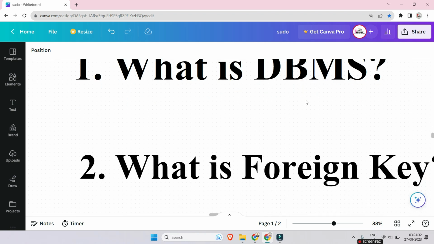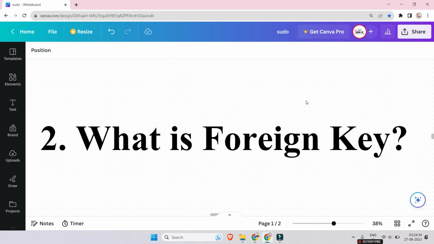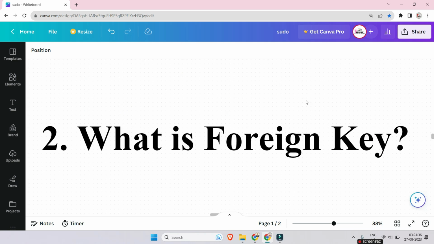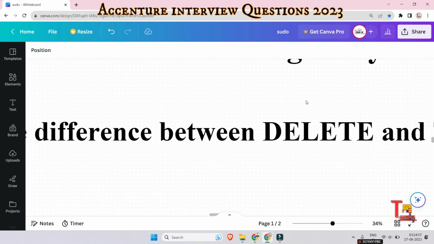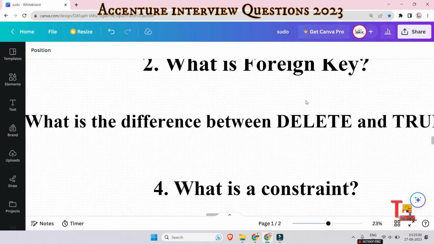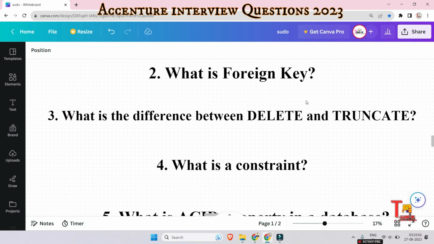Okay, the next question is, what is the foreign key? This is one of the most asked questions to the non-CSIT students. Please focus on this question. So then you can answer this way: foreign key is a key which links two tables. It is a field or a collection of fields in a table that corresponds to the primary key of another table, right?